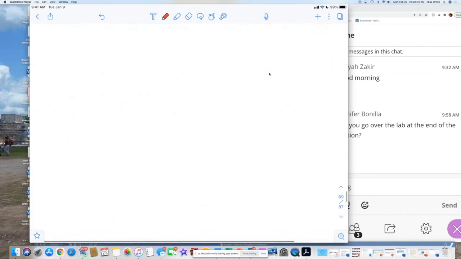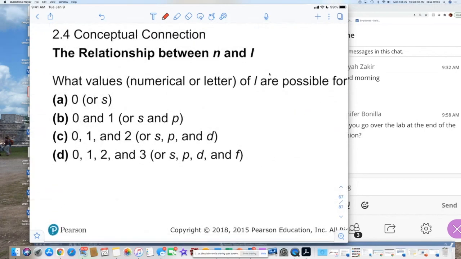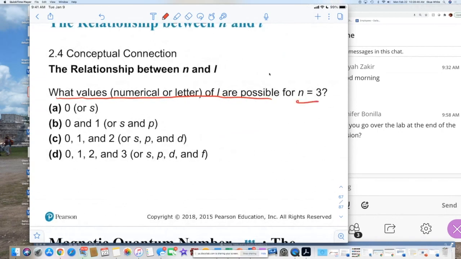Last week, I remember skipping over this question. I want to make sure I answered that. So I'm going through and making sure I've covered everything I skipped over last week. It says here, what values, numerical or letter, of L are possible for N is 3? Okay, so they're asking you, find all your N is equal to 3, and what values of the letter L are possible. So what I do, because when I was working on this as a student, I felt like the questions were somewhat vague. And if you feel vagueness, what I did was I relied on the periodic table to help me answer this.